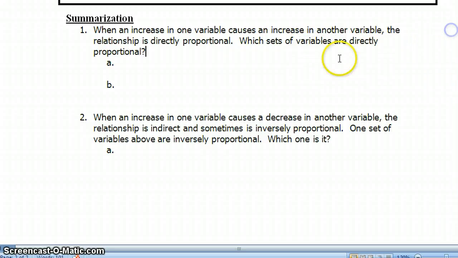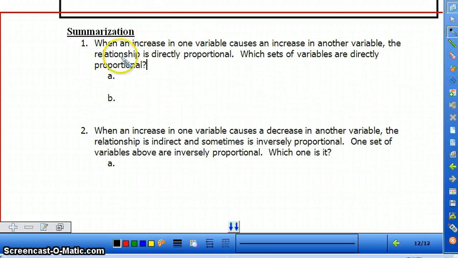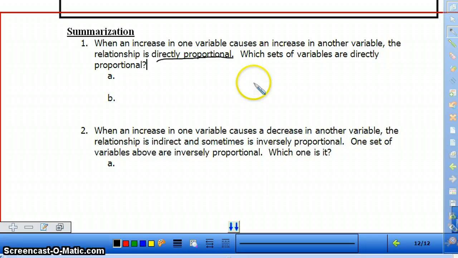And then finally, there's a few questions at the end here. I just want to talk you through them without giving you the answers. When an increase in one variable causes an increase in another variable, the relationship is called directly proportional. And you're going to look at your pictures and decide which sets of variables are directly proportional. That means when you increased one variable, the other also increased. Or when you decreased one, it caused a decrease in the other.